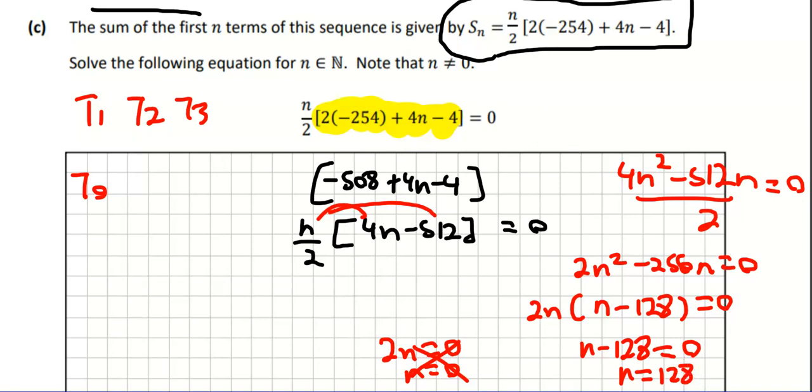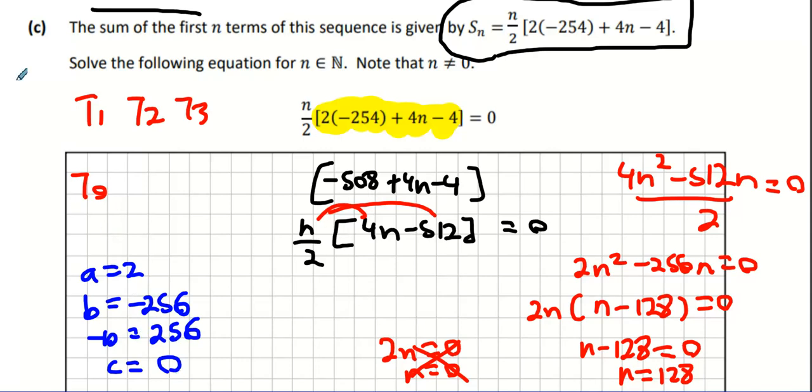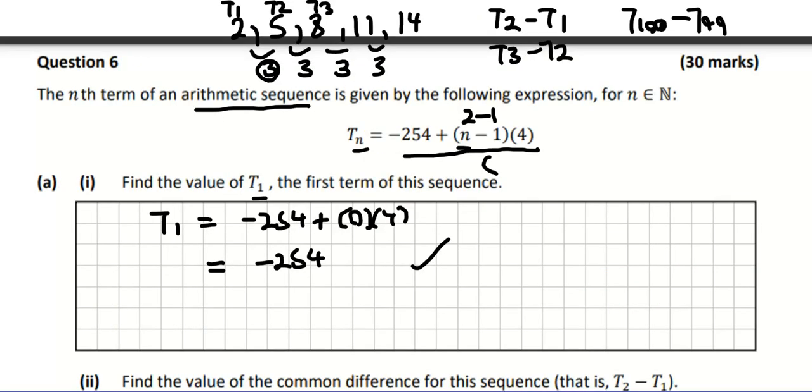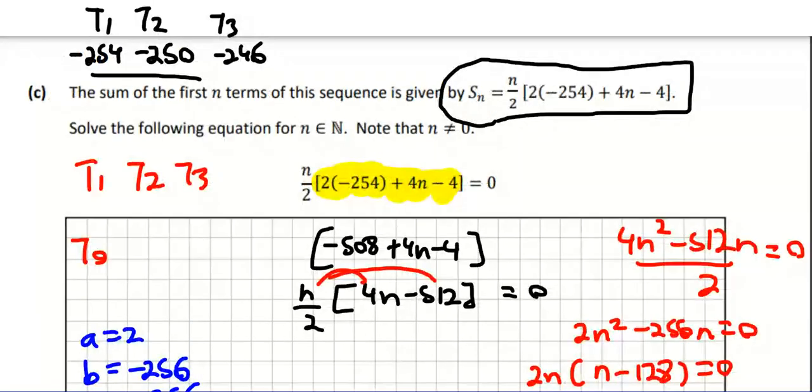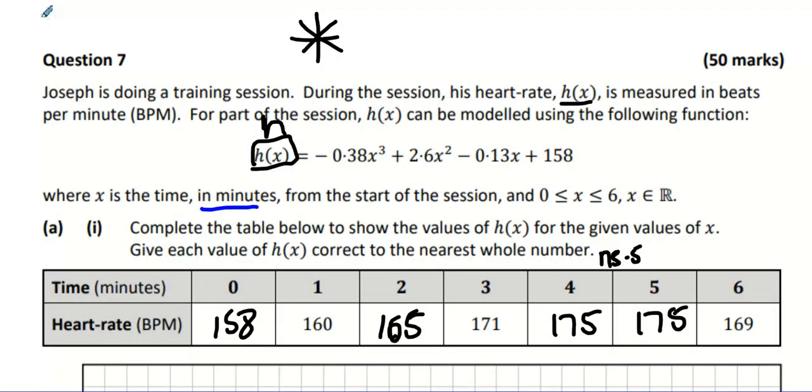For those of you that were going to use the minus b formula, your a value would be 2, your b value would be minus 256, your minus b would be 2 plus 256, and your c value would be 0. That's if you went through the minus b formula. Okay, so that is question 6 done there. Now, question 7.